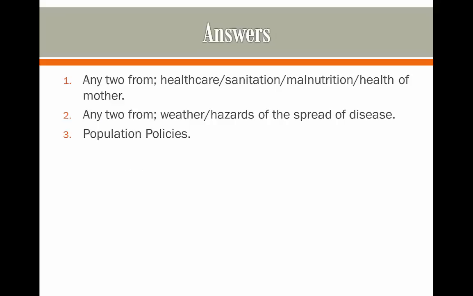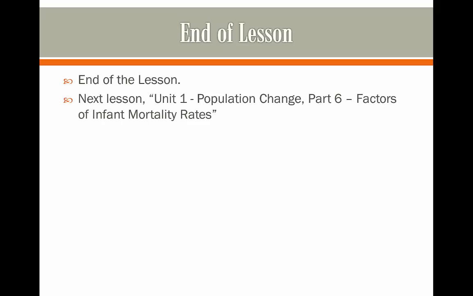Okay, here are the answers. If you got 3 out of 3, I would advise you to move on, because next lesson we will be looking at the factors of infant mortality rates. If you did not get 3 out of 3, I would go over your notes again, which I hope you've been making, or if not, rewind the video, see where you've gone wrong, and then move on whenever you are ready.